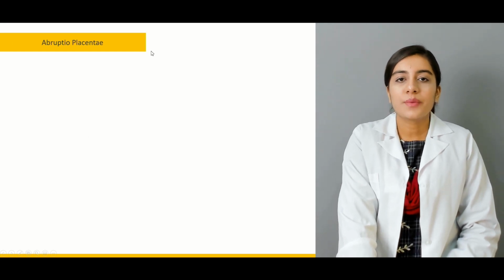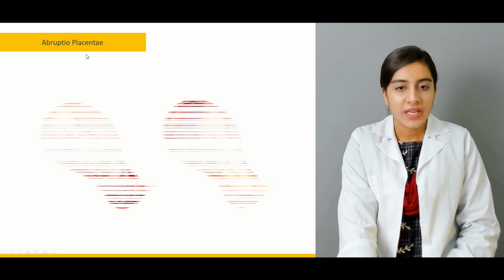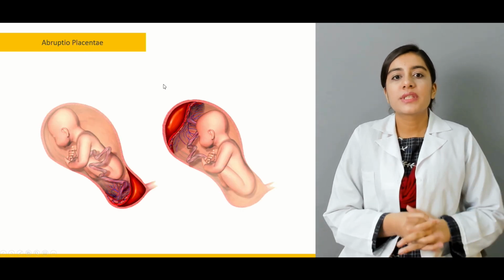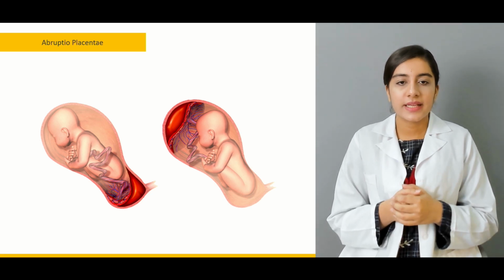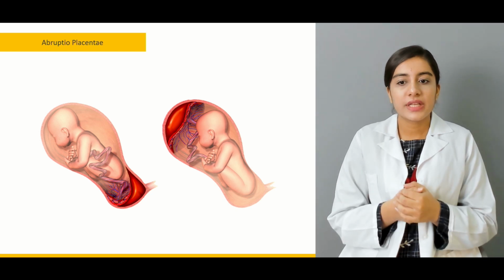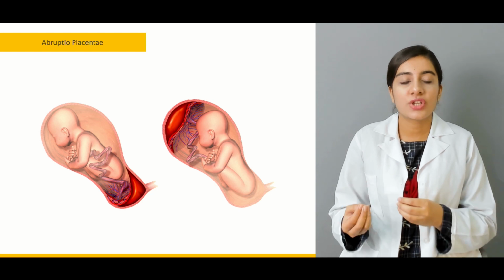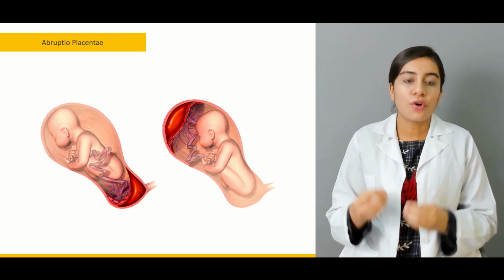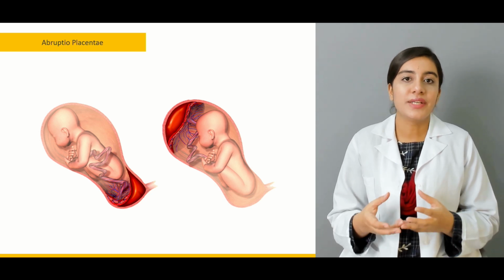Okay, now the next disease is the abruptio placentae. Abruptio placentae is basically a disease in which there is disruption of the placenta, or it gets detached from the uterine wall. So that condition is known as abruptio placentae.